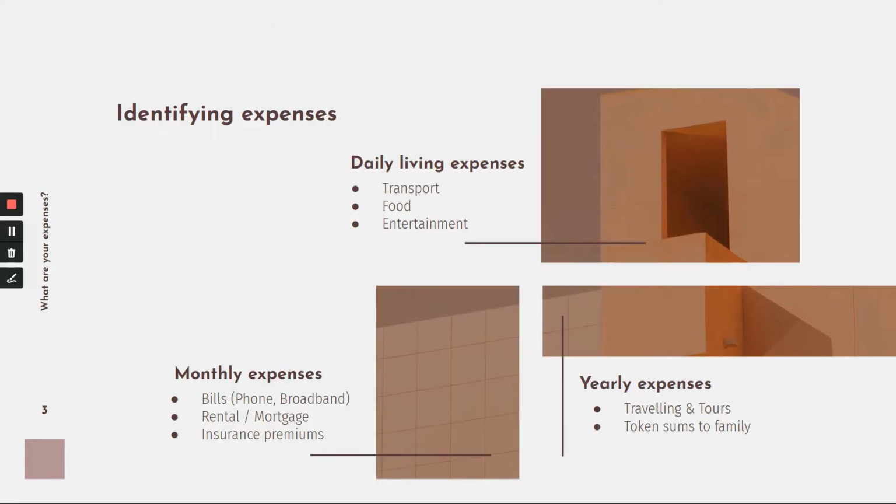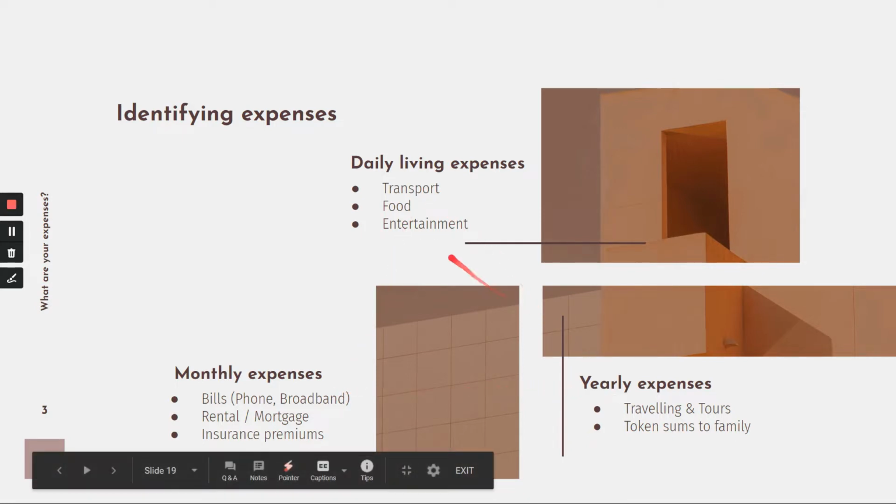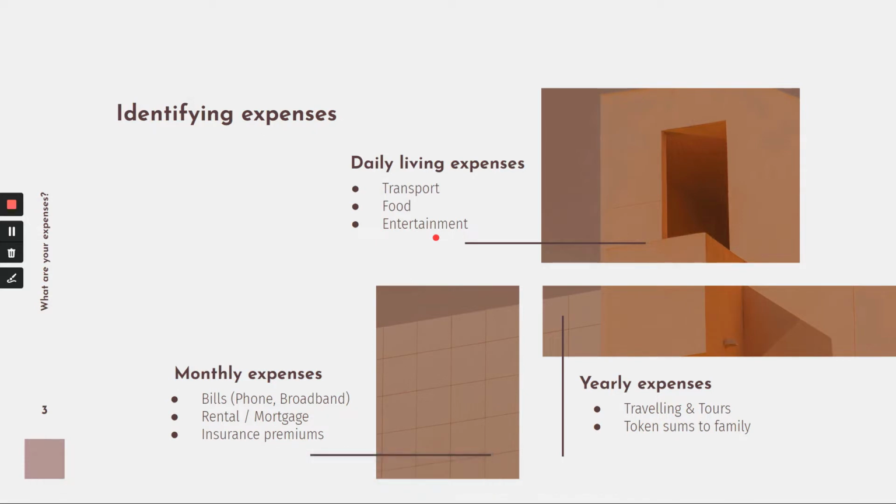So over here for the expenses, we are categorizing your expenses into 3 different categories. First, we have the daily living expenses, which include your daily transport, like taking the bus or MRT, your food expenses, and entertainment expenses, like for example, going to the movies or buying certain things that you want.